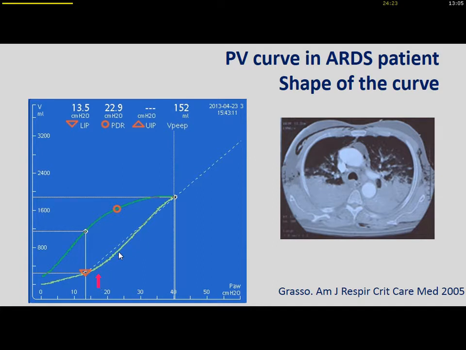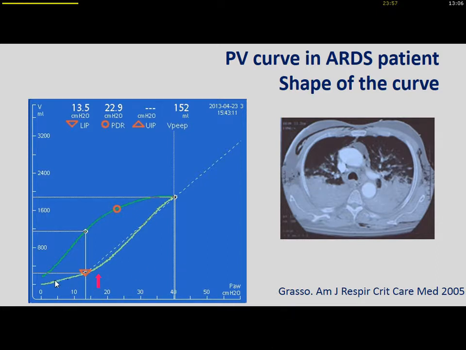Above this point, now compliance increases. Why? Because at some point we start to reopen the collapsed lung. So we pop open the alveoli and suddenly the compliance increases. So it means that in an ARDS patient, if you see this change of slope and this low inflection point, it means that this patient has a potential for recruitability.